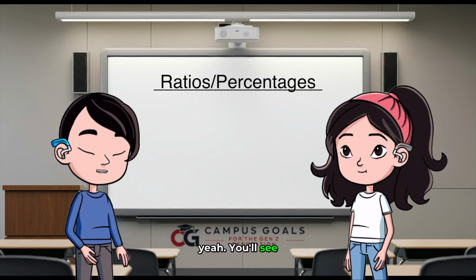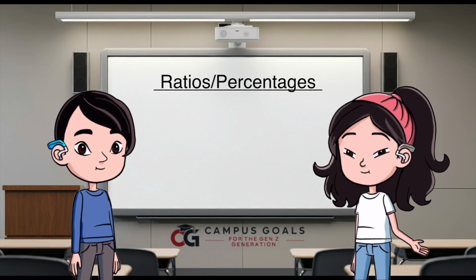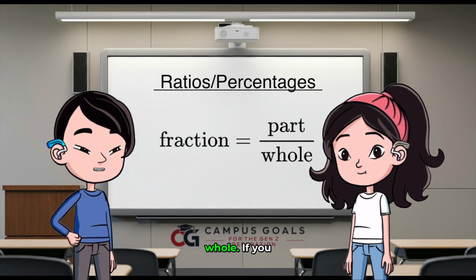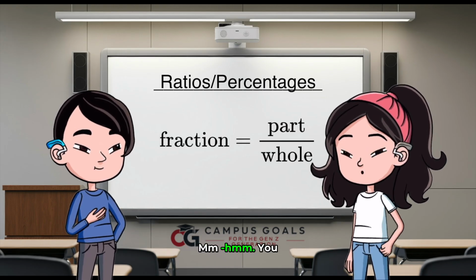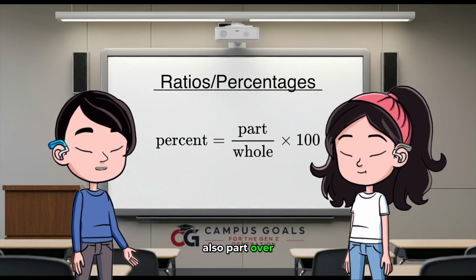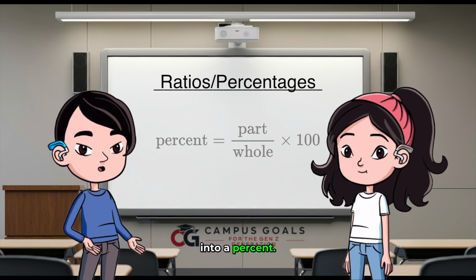All right, let's wrap up with some crucial ratios and percentages. Oh yeah, you'll see these everywhere on the SAT, like fractions and percentages. Those show up all the time. Right. For fractions, remember part over whole. If you know the part and the whole, you can find the fraction. And percentages? Also part over whole, but then multiply by 100 to turn it into a percent.